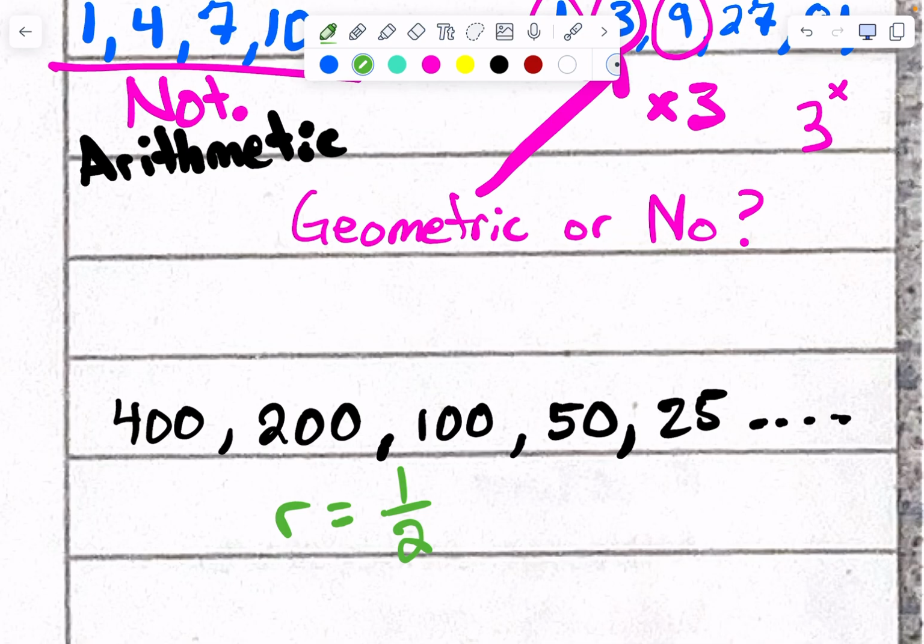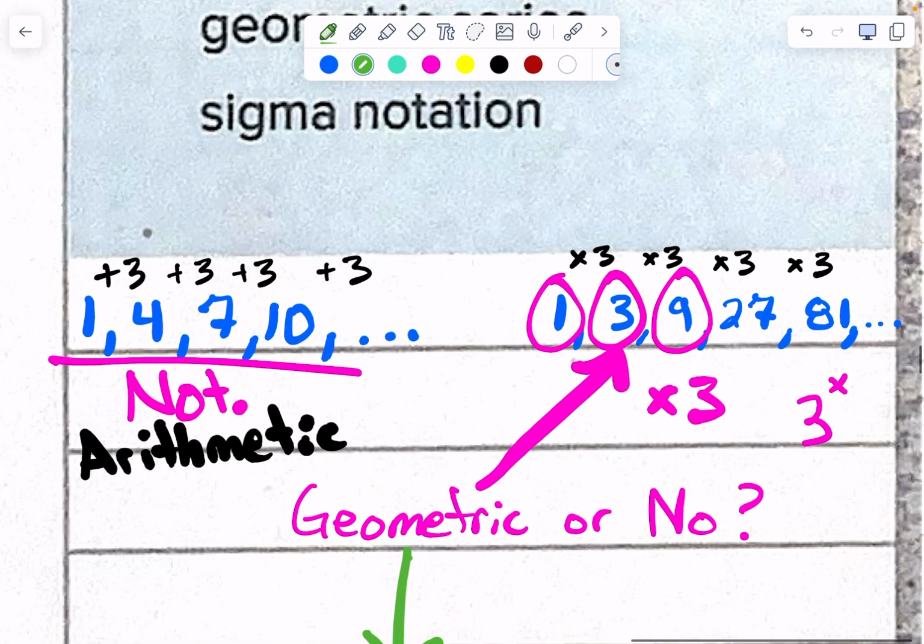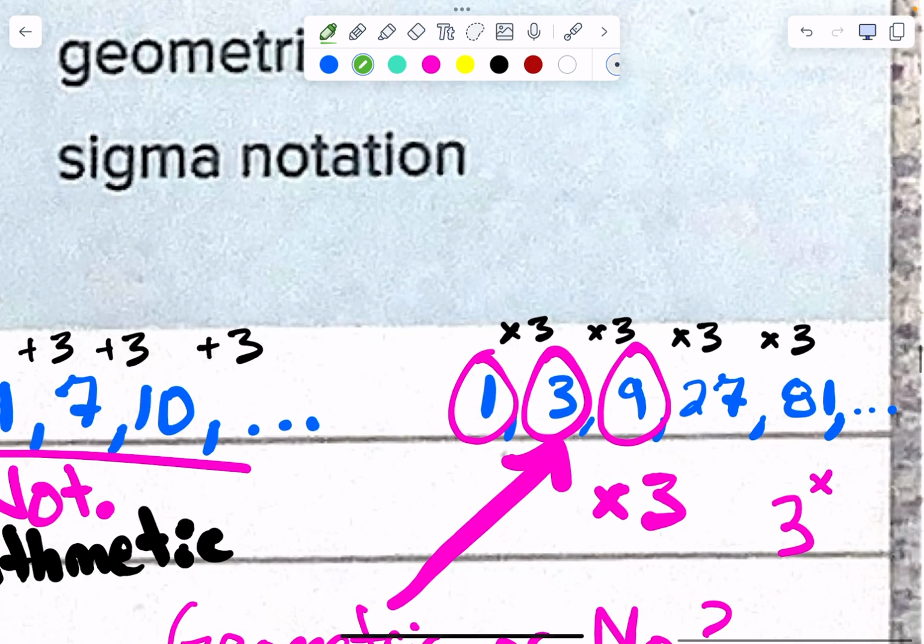Okay, it's still geometric. That is number 4. Homework problem. It is geometric, yes, because you're multiplying by 1/2. So, is your answer just yes? Probably. It depends on what they're asking. Sometimes they'll ask for the rate or the ratio, as they'll call it. They're asking for R. R is 1/2 in this case. What is R up here? 3. R was 3. It's what you're multiplying by, right?